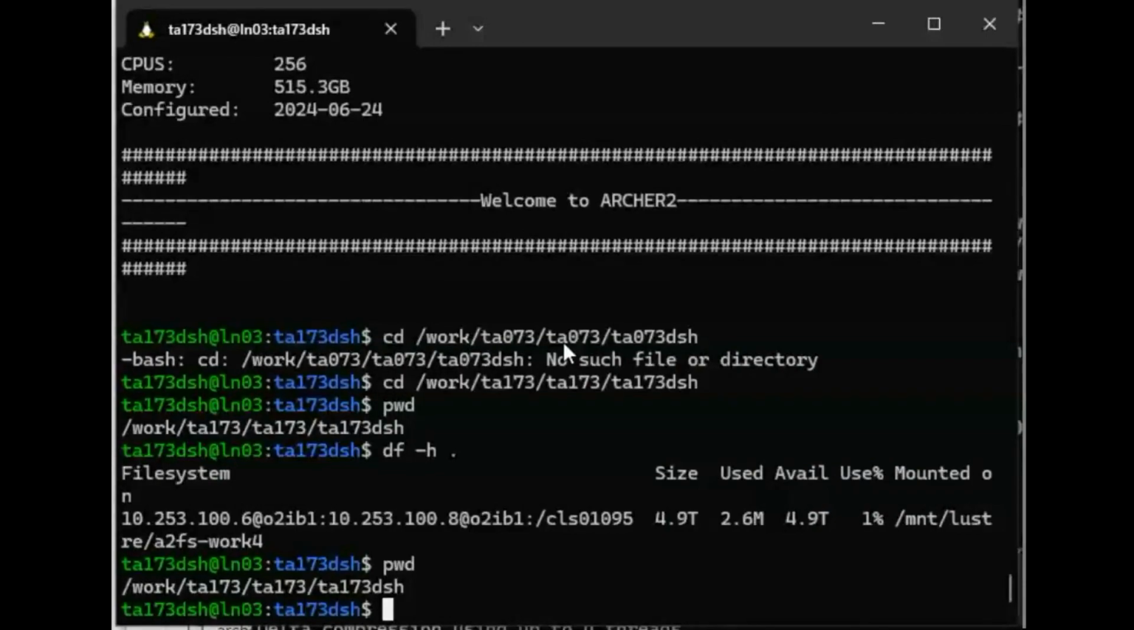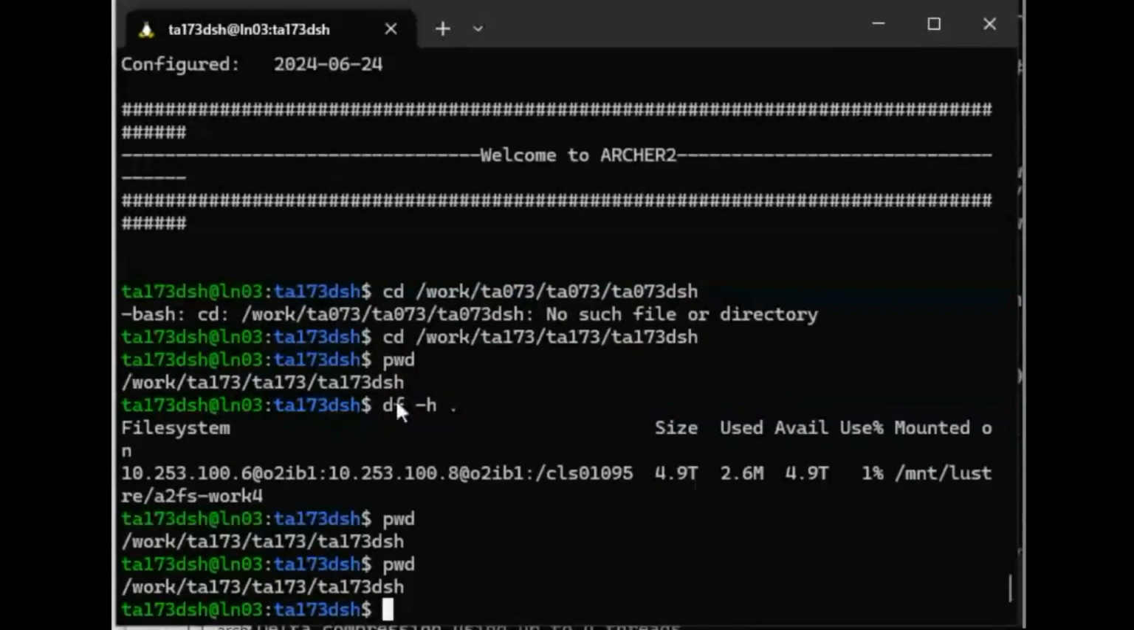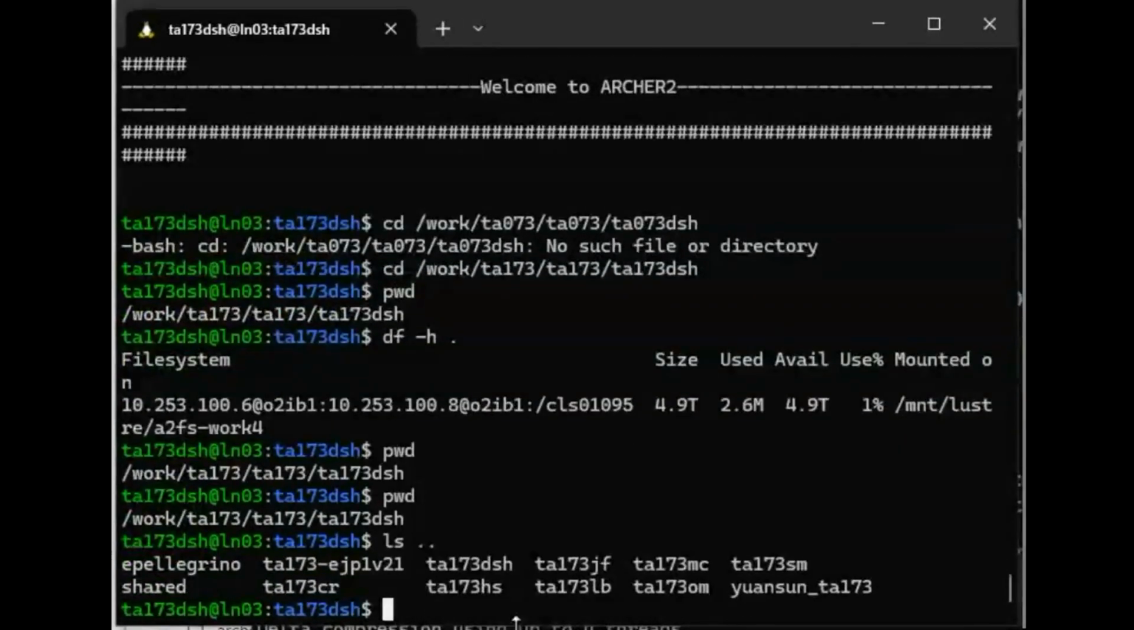Oh yeah. So if you look, you should be in, it's a bit confusing, /work/TA173173, and then that should be your username there. So if I do, I can see the other ones here. Yeah, that's you there, isn't it? So you should be in /work/TA173/TA173LB. I see a lot of people have this format.